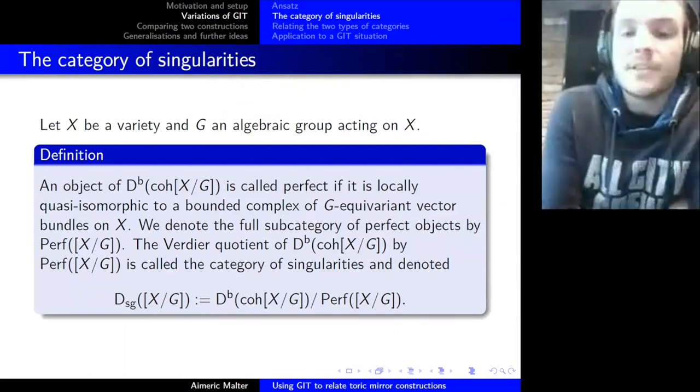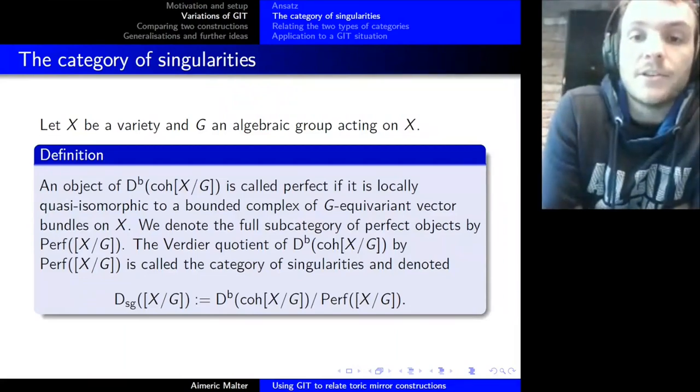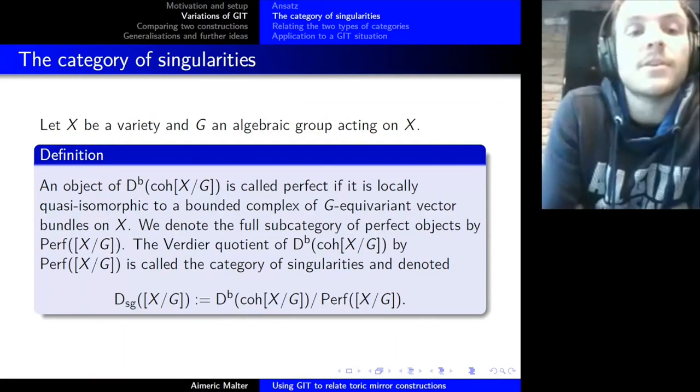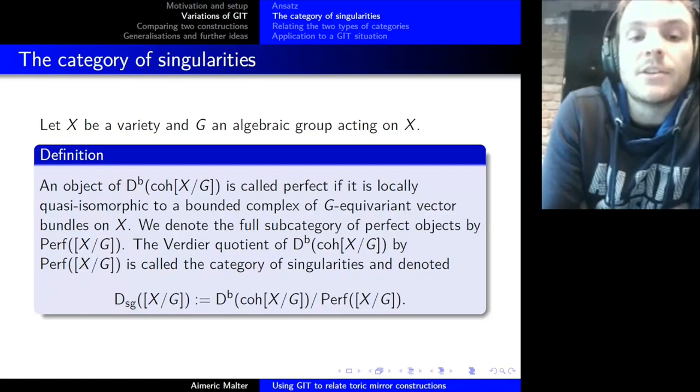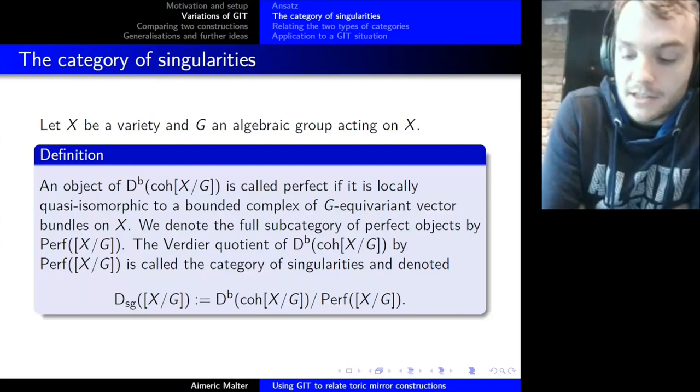So now that we know what the chambers are, I talked about some categories associated to them. So we start again with X a variety and G an algebraic group acting on X. And now we define the singular category. An object of the bounded derived category is called perfect if it's locally quasi-isomorphic to a bounded complex of G equivariant vector bundles. This gives you a full subcategory of perfect objects. So we can take the Verdier quotient, and that is the singular category.